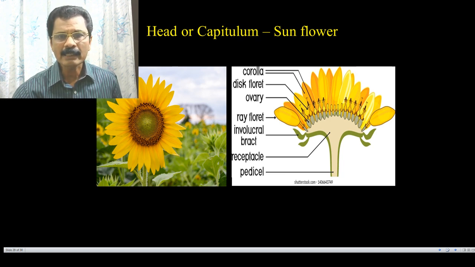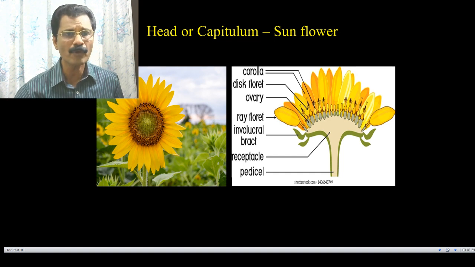And here the florets seen towards periphery are called ray florets. They are usually zygomorphic in nature, female in nature, and the florets seen towards center are called disc florets or tube florets. They are actinomorphic and bisexual in nature. Right? Could you follow me?